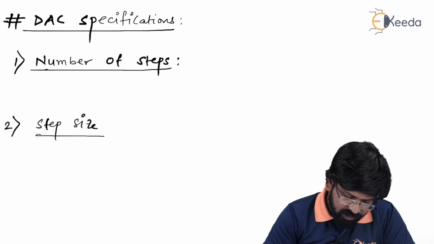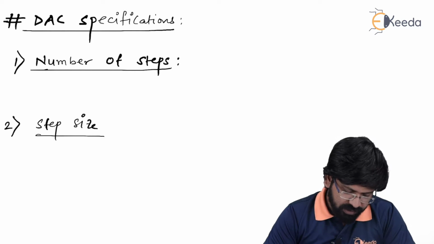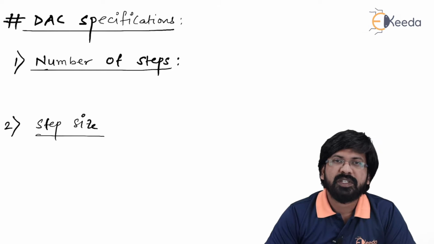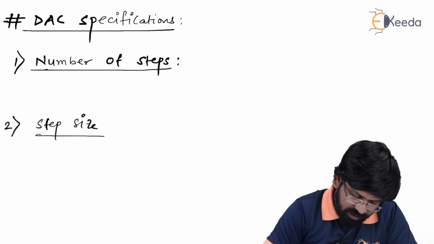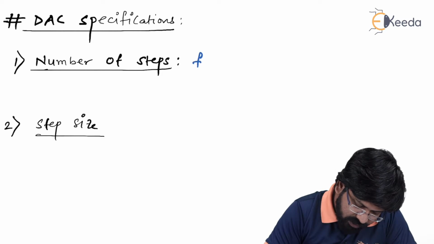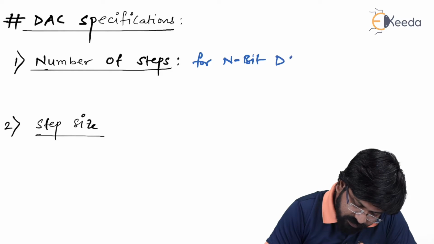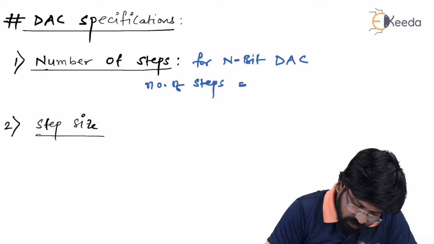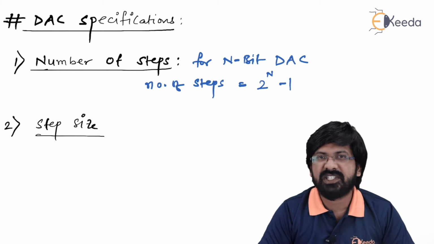In DAC specifications, the very first thing you should know is how many steps there are. We always specify in general, for an n-bit DAC, the number of steps is always equal to 2 to the power n minus 1, where n is the size of the DAC.